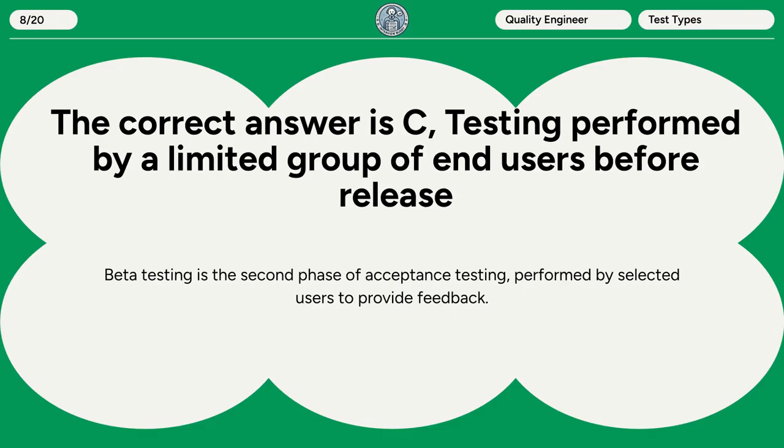The correct answer is C. Testing performed by a limited group of end users before release. Beta testing is the second phase of acceptance testing, performed by selected users to provide feedback.